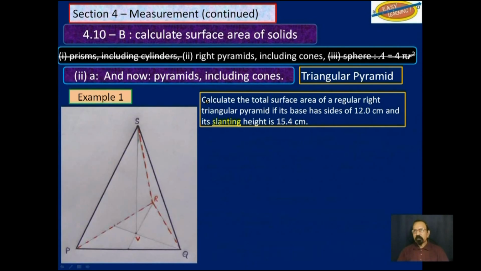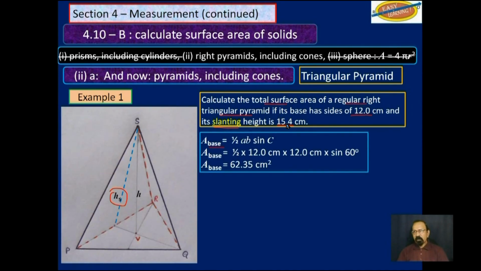So this is the question. Calculate the total surface area of a regular right triangular pyramid if its base has sides of 12.0 centimeters and its slanting height is 15.4 centimeters. Now we don't know the vertical height, but we do know the slanting height, which is this.